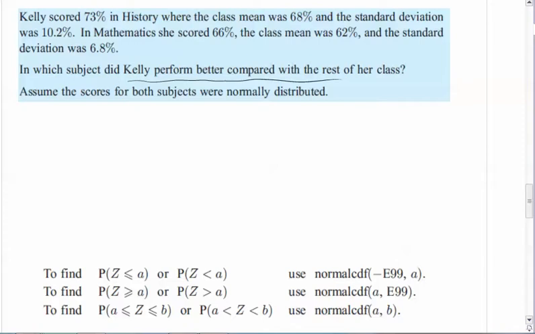Anyway, what we're going to do is find the z-score, which will tell us how many standard deviations away we are. So the z-score is x minus mu over the standard deviation. So for history, we're going to find her value, which is her score, 73, minus the mean, which was 68, divided by 10.2, which is the standard deviation.